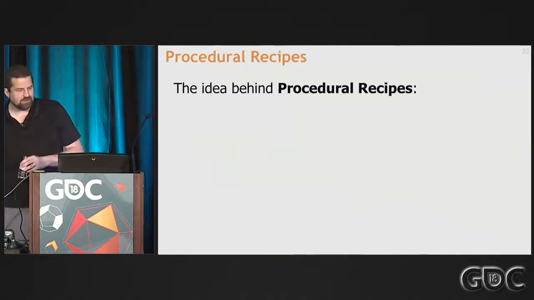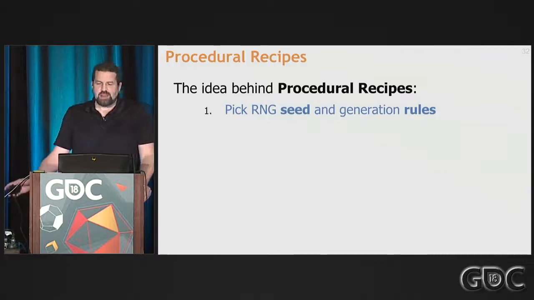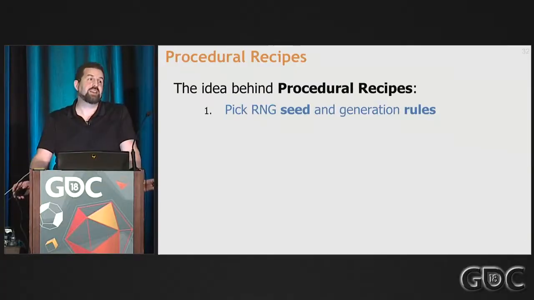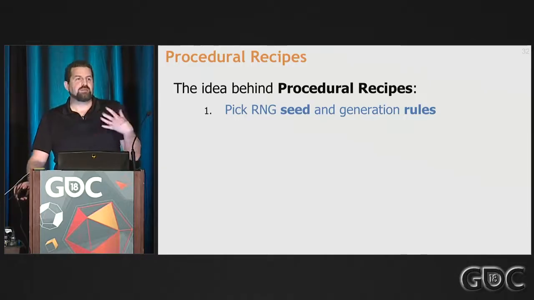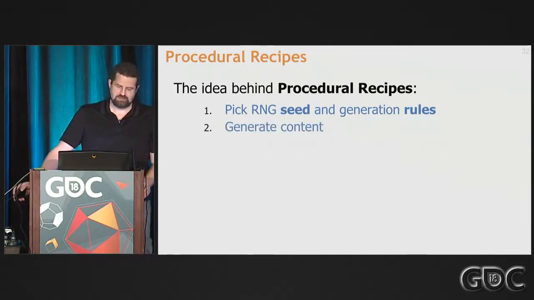All right, so what do I mean by recipes? The basic idea is this. Pick what you want to generate. I want to generate a 5x5 puzzle with these elements in it, or I want to generate a town, and the random seed you're going to use. Basically, all the information you need to generate that thing. Go ahead and generate it.